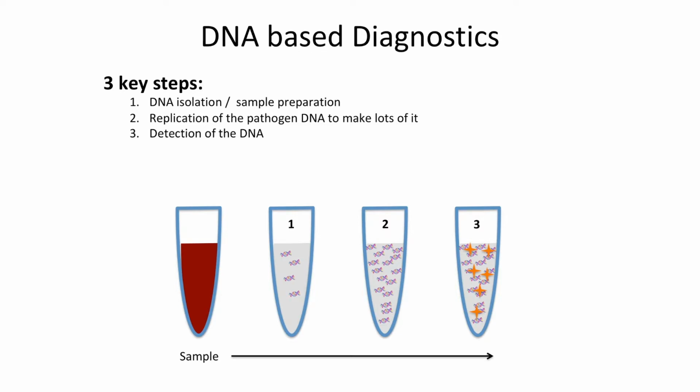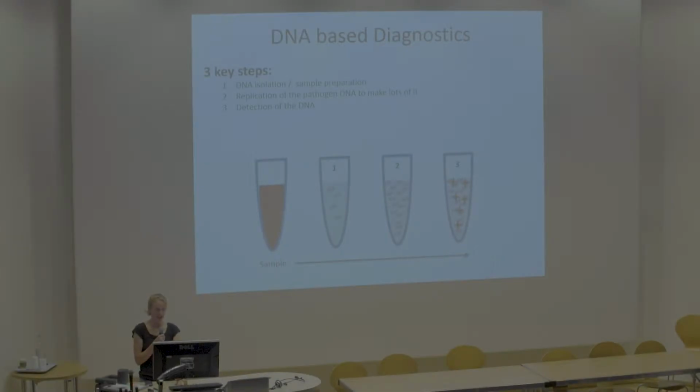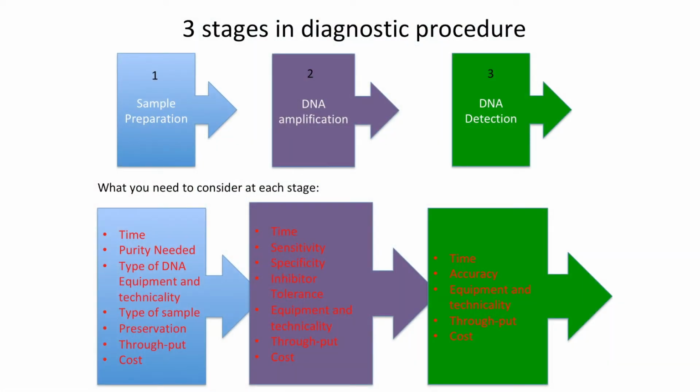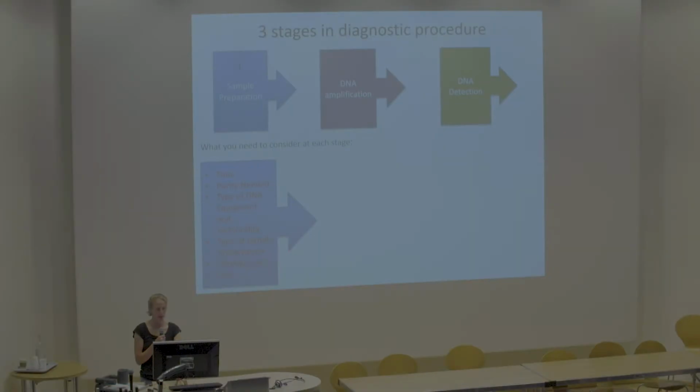So when we think of molecular diagnostics, there's 3 key steps in the development of a molecular diagnostic test. You have to have your DNA isolation, sample preparation step. Then you have to target the DNA and replicate it so you can actually detect it. And then you've got the 3rd step, which is the detection of the DNA. We need to think about multiple things at those different stages. You need to think about how long that sample prep takes, what the purity of the DNA needs to be, what equipment you need, what sample you're using, how that sample is being preserved, or whether it's going to be stuck in a car for several hours or several days before it gets to an area where it can be extracted. What's the throughput and cost?